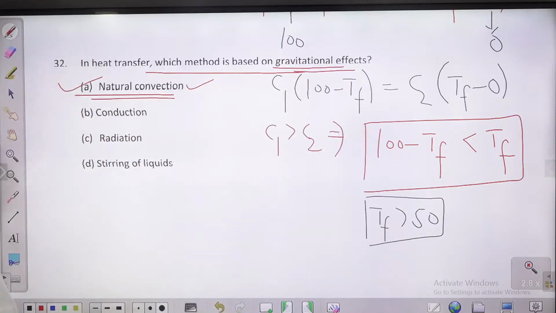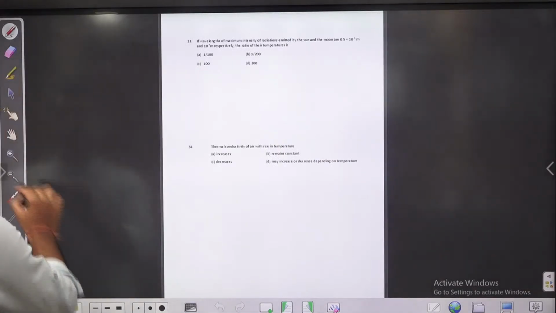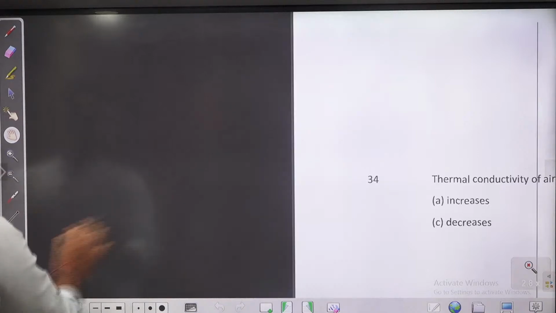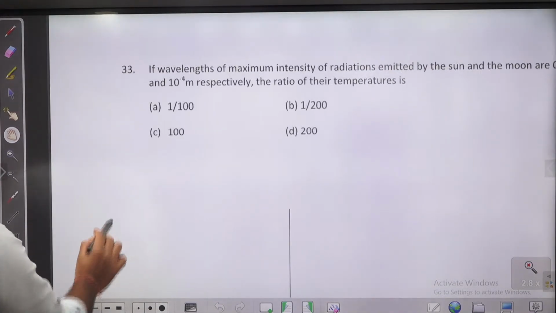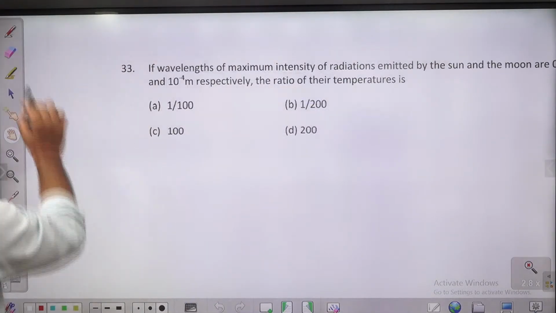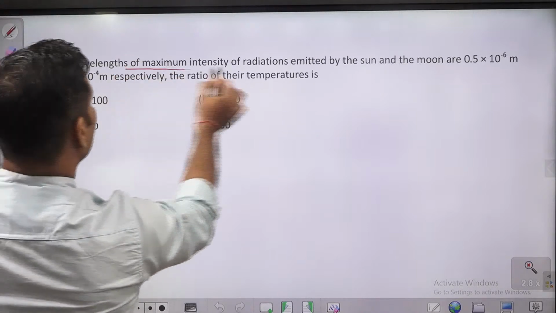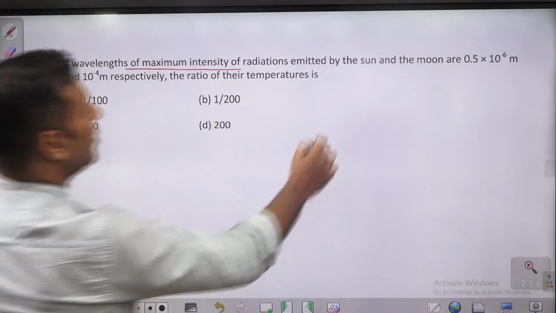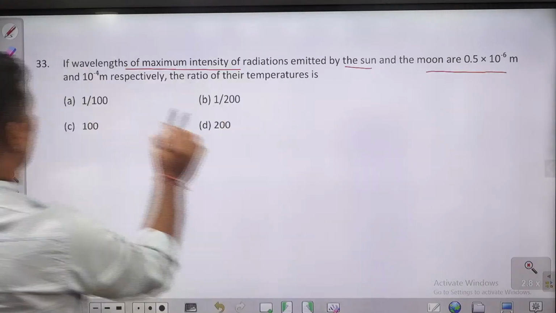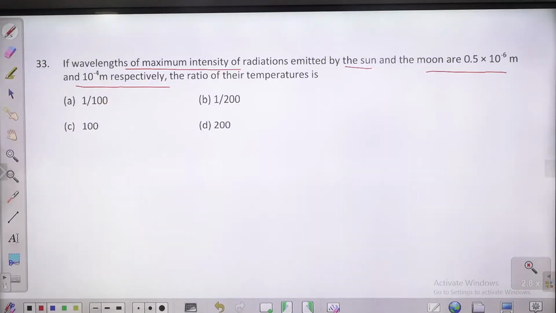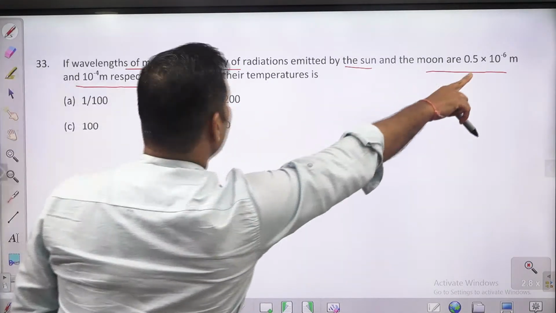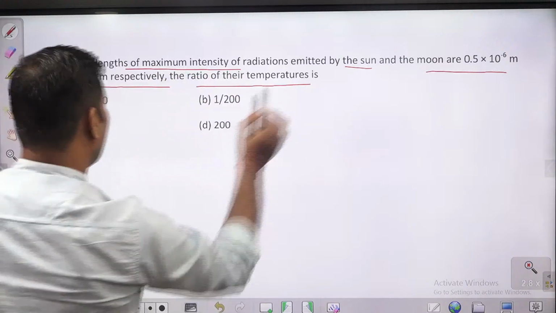Okay, let us move to the next question. Let's quickly do question number 33. 33. The wavelength of maximum intensity of radiation emitted by the sun is this and the moon is this. It gives the sun's wavelength as this and the moon's as this. Find the ratio of their temperature. Very simple question, guys.